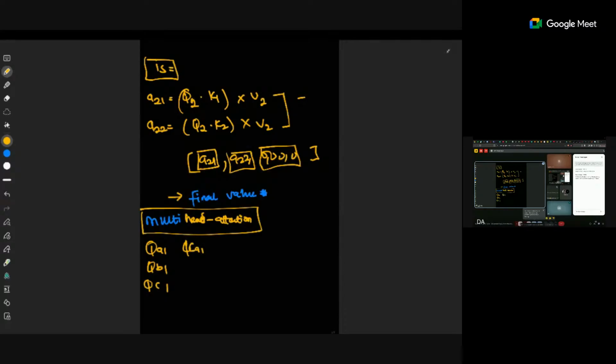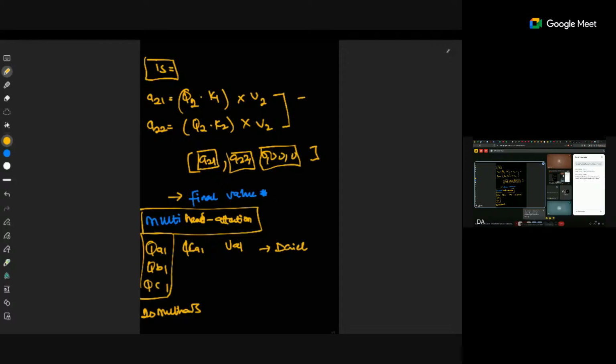KA1, then VA1. This is just for Daniel. So imagine you have like 20 multi-heads. It means that you compute for all the multi-heads in parallel. It's just the same again. You are computing the attention score for each of the words too in parallel. So all these things are happening at the same time.